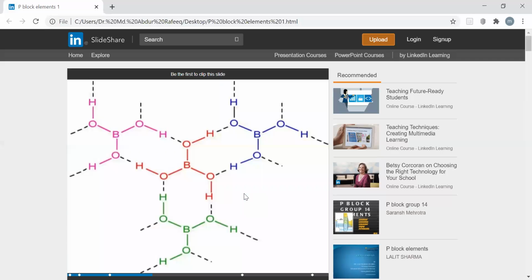This is the structure of boric acid. You see here, H3BO3. There are three oxygens attached to three different hydrogens. H3BO3, that is boric acid. It polymerizes to take this shape.